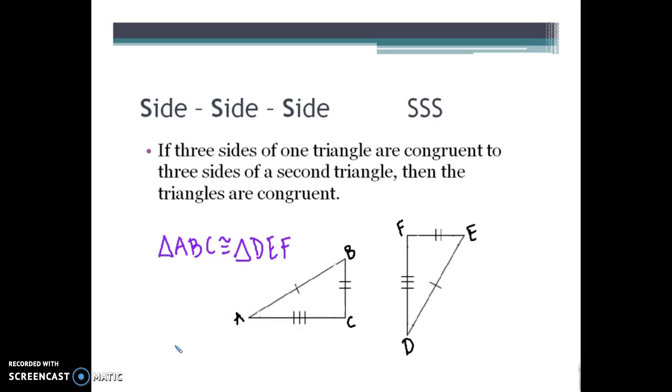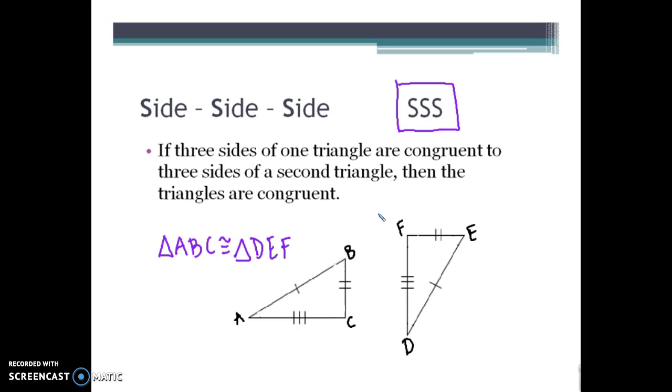We can look tomorrow in class a little closer at why this congruence postulate works. We do not have to say side, side, side every time. We can just say SSS. So if we prove it to be congruent from side, side, side, it's congruent because of SSS.